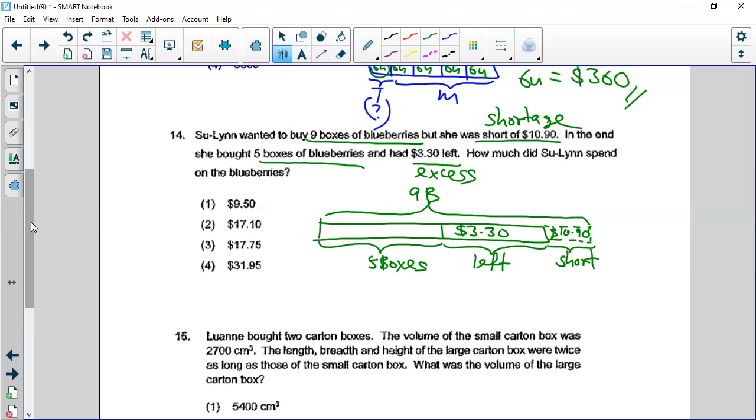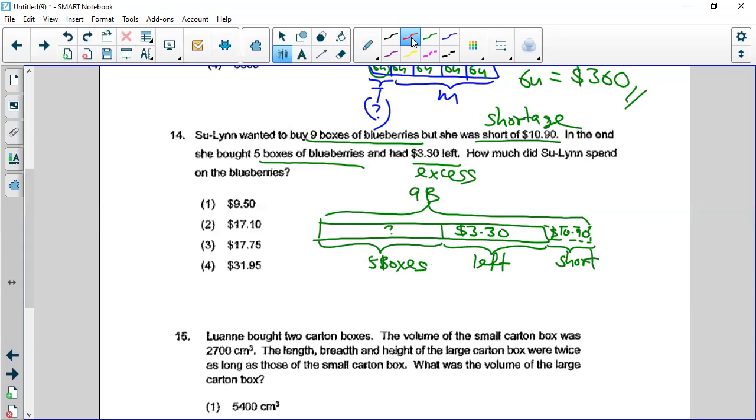So how much did Sulin spend on the blueberries? Where do you put the question mark? Your question mark must be here. She bought 5 boxes, right? And your model is done. After you draw the model, what are you supposed to do? You're supposed to compare. Compare means how many more, how many less.